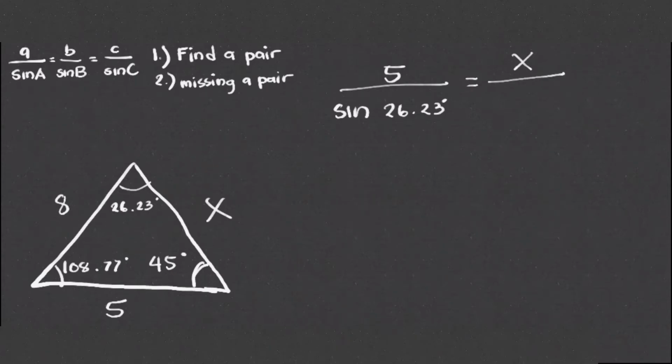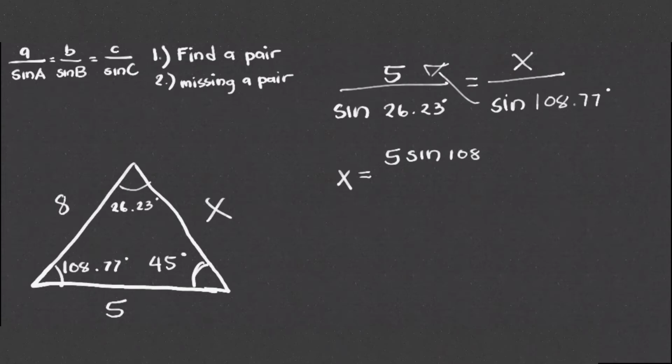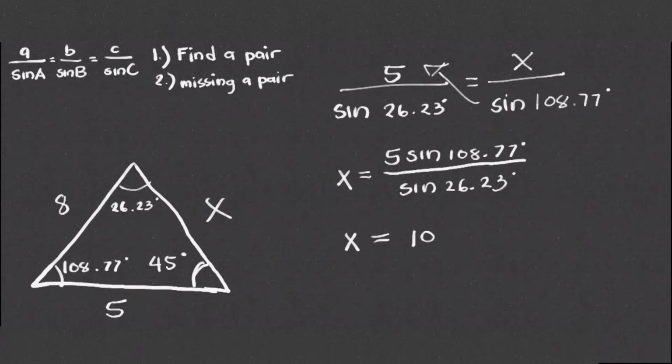over sine 108.77 degrees. So same method, you cross multiply the sine 108.77 degrees to the 5. So it will be x is equal to 5 sine 108.77 degrees over sine 26.23 degrees. Therefore, the length that is missing, or the x, is equal to 10.7.